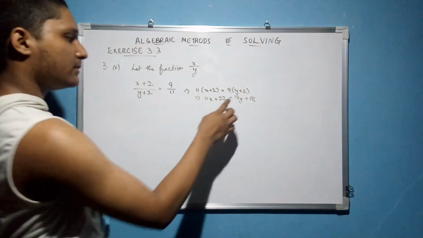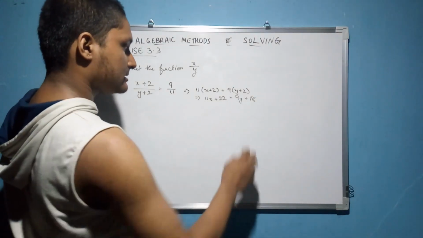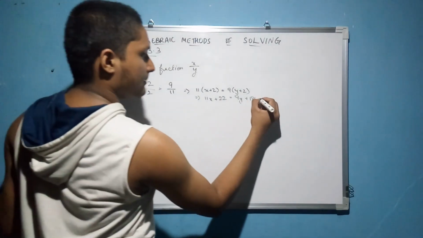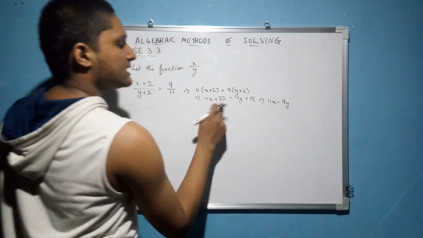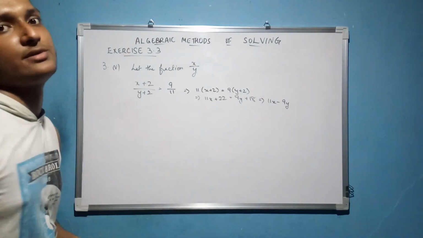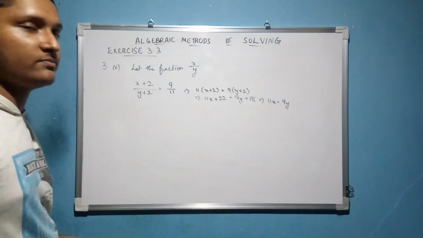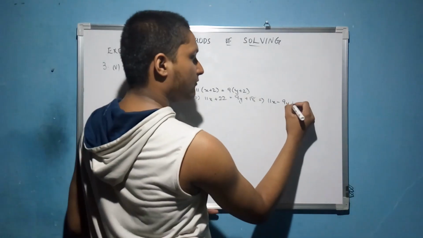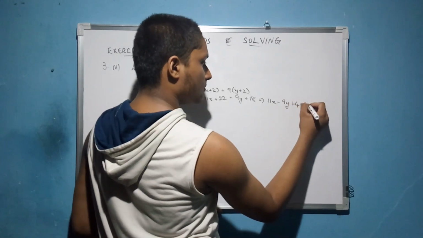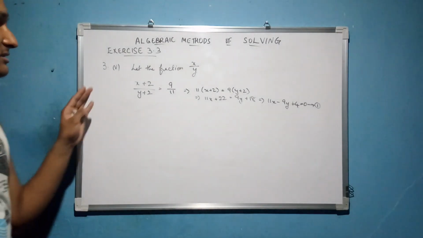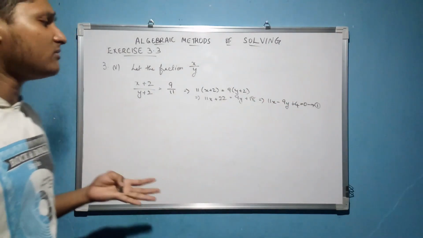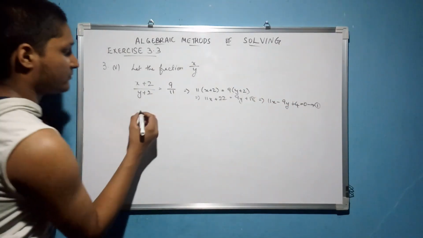9y plus 18. Let me take both of them to the same side. 11x minus 9y plus 22. When you bring this to the left hand side, it becomes minus 18. So it is going to be plus 4 is equal to 0. This is the first one. Okay, that was the first case. Just for forming the equation, it is so long. Again, you have to solve also.